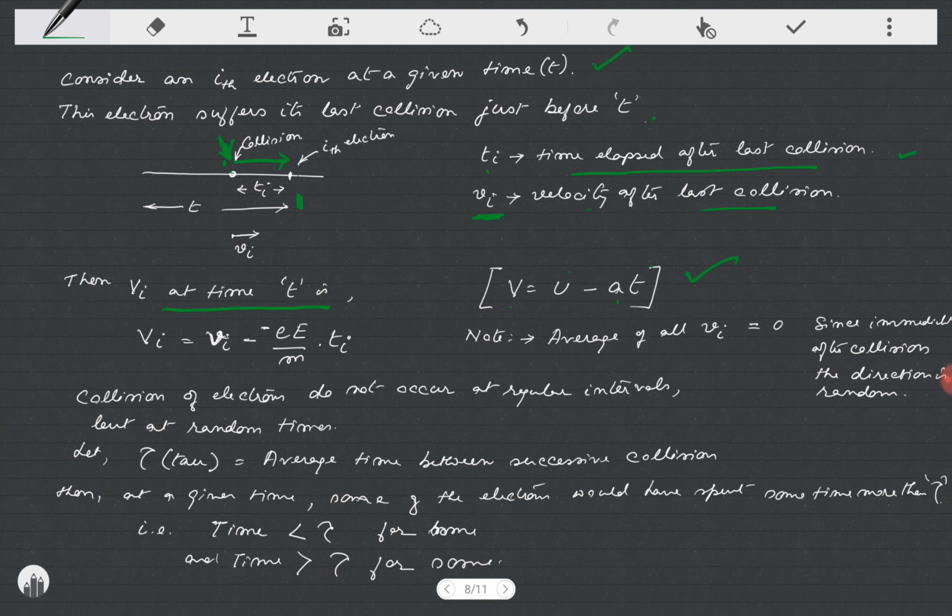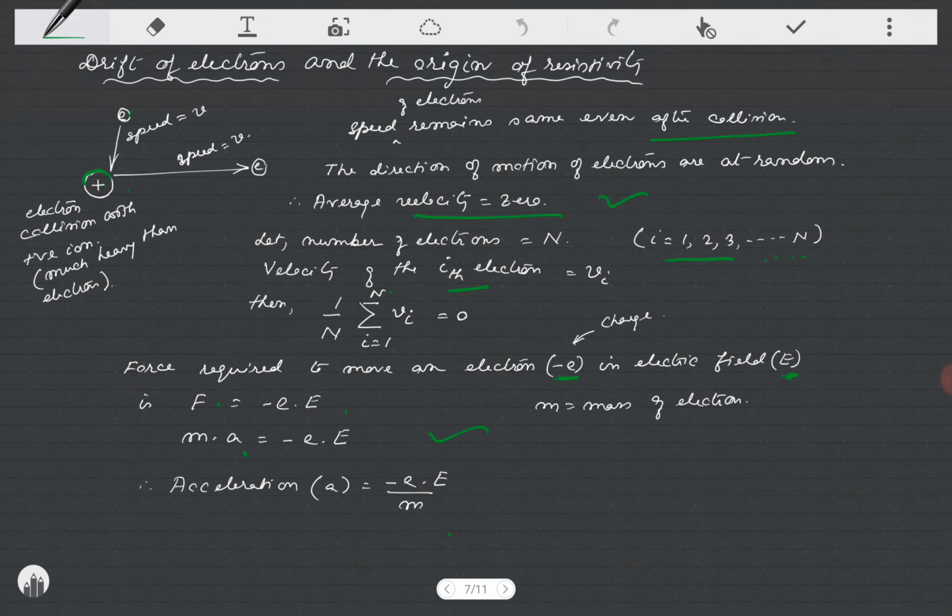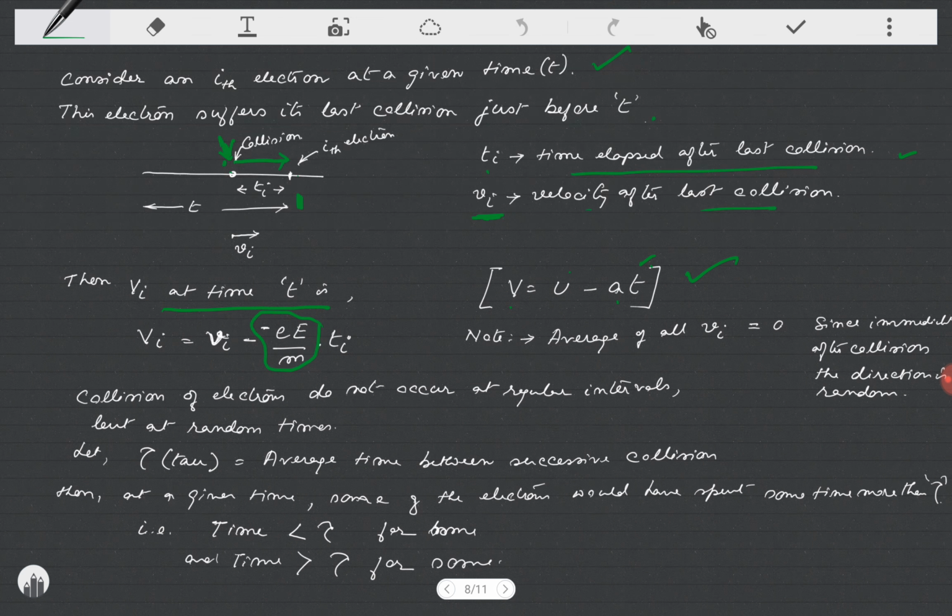Here minus a into t. Here this t is ti, and a, as we have studied on the previous page, acceleration is equal to minus e into E by m. Yes or no? Yes. So I am going to the previous page. So this is a. We put this value in place of a, and the value of capital Vi stands like this.